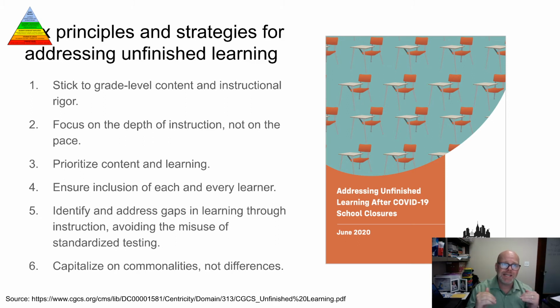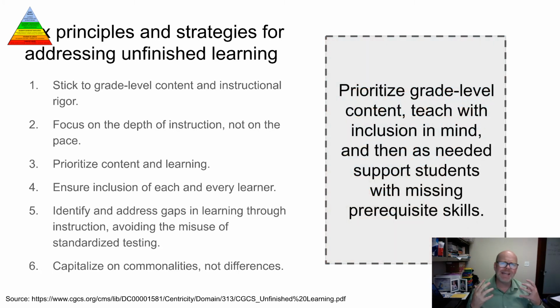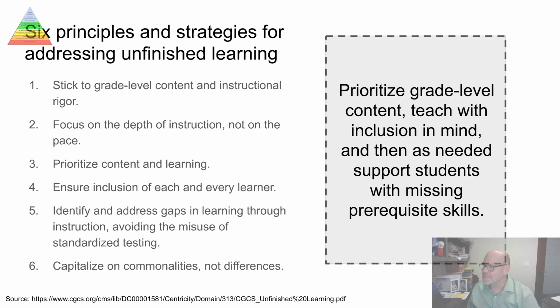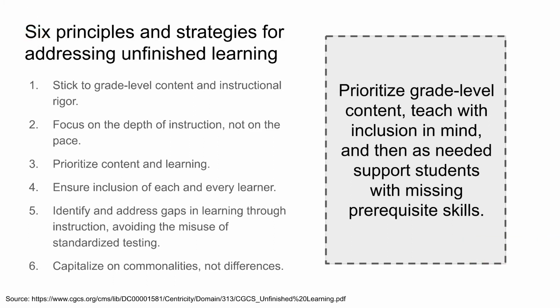So those are the 6 big key principles that we're going to focus on. In a nutshell, if you needed to put that on a bumper sticker, we're going to prioritize grade level content. We're going to teach with inclusion in mind. And then as needed, we're going to support students with their missing prerequisite skills. All right. So there is your bumper sticker. So what we're going to do this year.